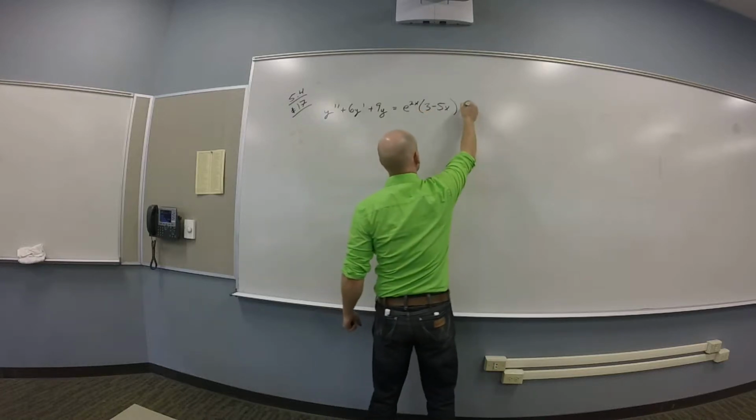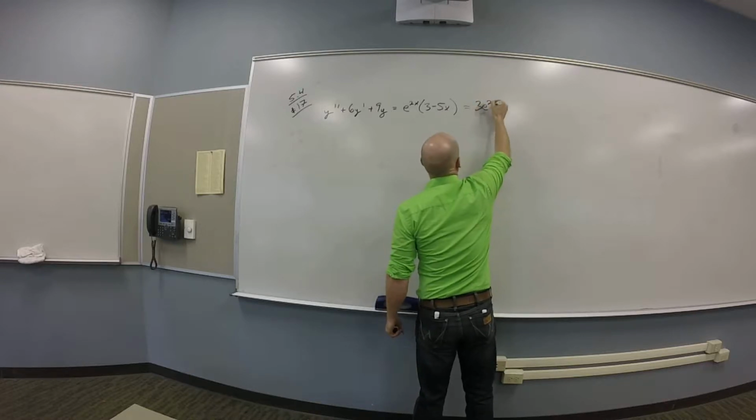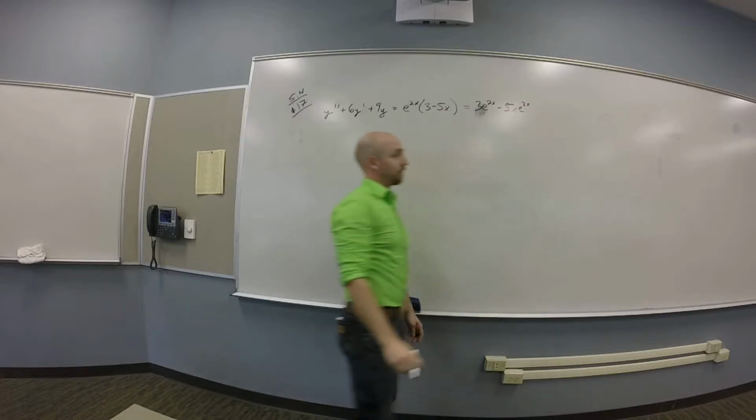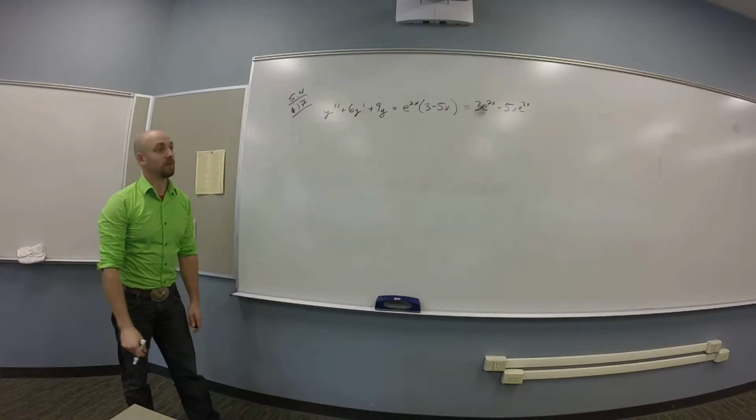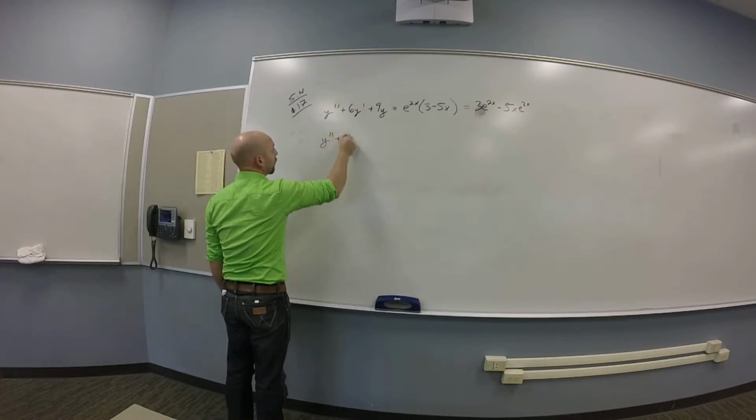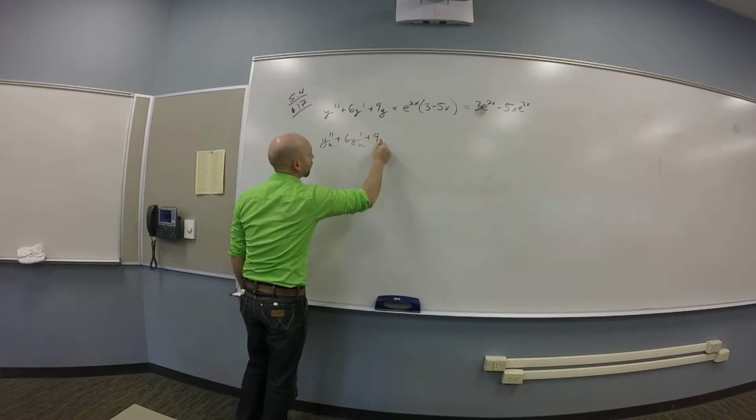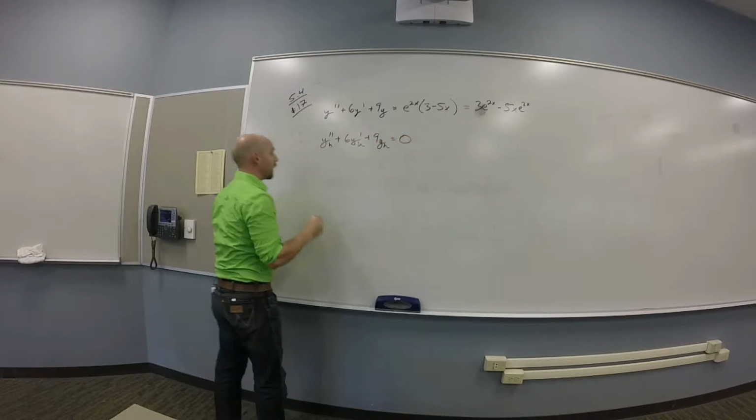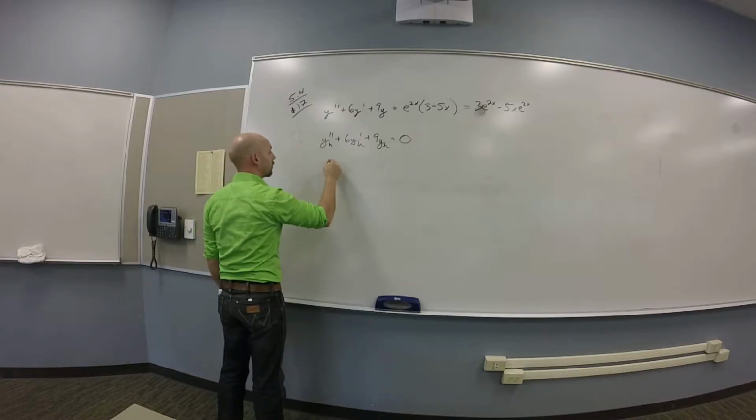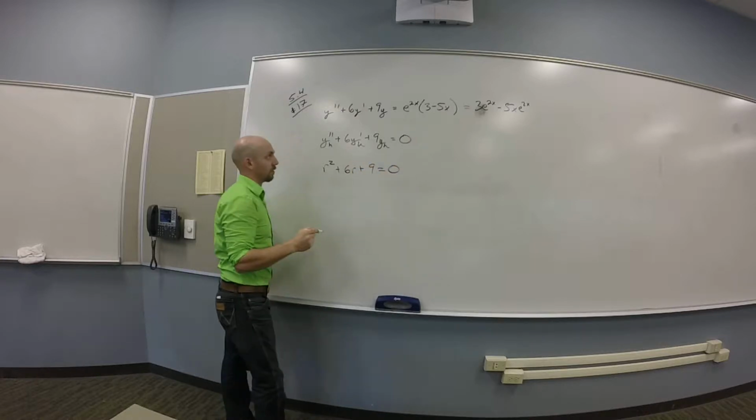All right, sure. Okay. Then what? Solve the homogeneous. Cool. That seems like a great idea. So if we make the homogeneous version, and then convert to an auxiliary equation, we get r squared plus 6r plus 9 equals 0. So (r plus 3) squared.